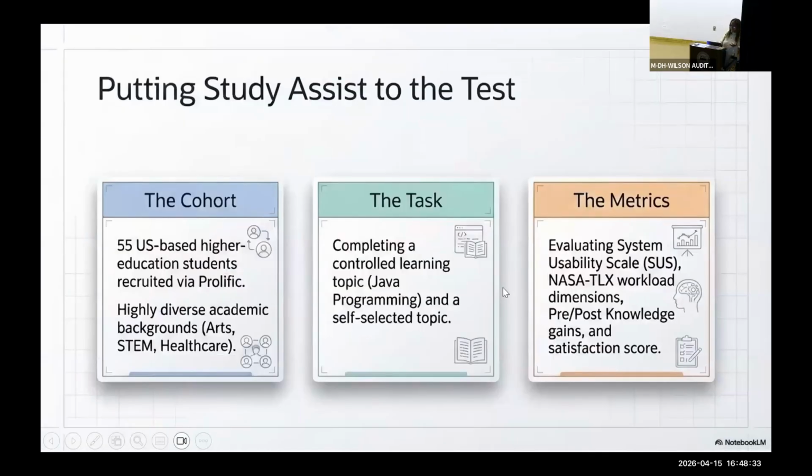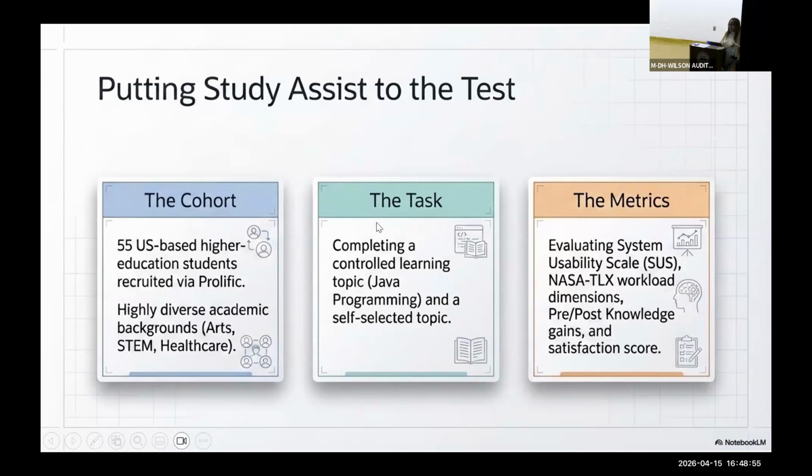So we did a preliminary, a quick test on this. We put this on Prolific, which lets you select a number of students. It's an online platform, so we were able to get about 55 students based in the US, from different backgrounds.